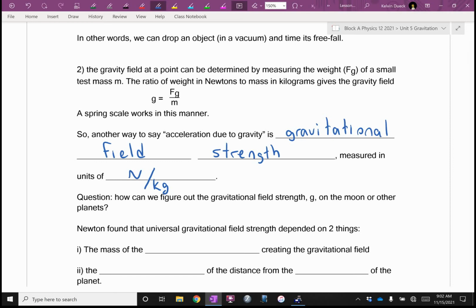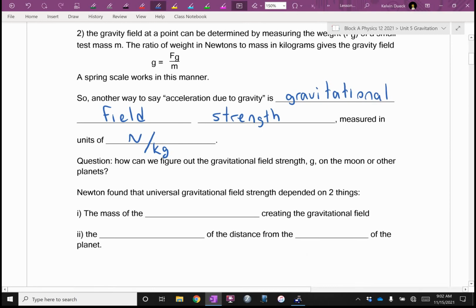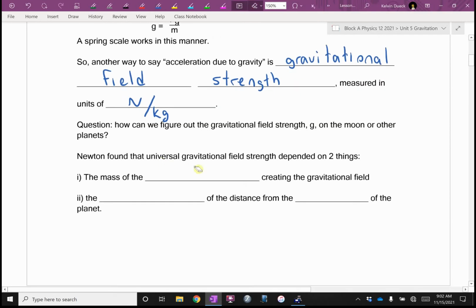So then this leads us to a question. How can we figure out little g on planets that we haven't been to yet? We had to know how big the moon's gravitational field strength was before we landed on it. Otherwise, we wouldn't have known how big to build the rockets. Okay. Newton, in his experiments, found that the universal gravitational field strength, the ability to find a gravity field anywhere in the universe, depended on two things. It depended on the mass of the object that was creating the gravity field: the mass of the planet, the moon, the star, whatever object is sending out the gravitational field.